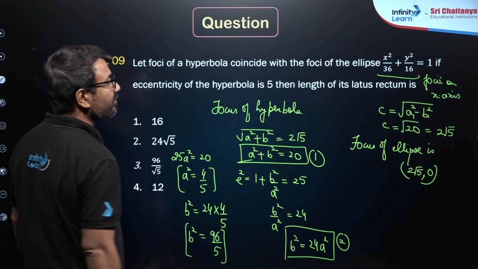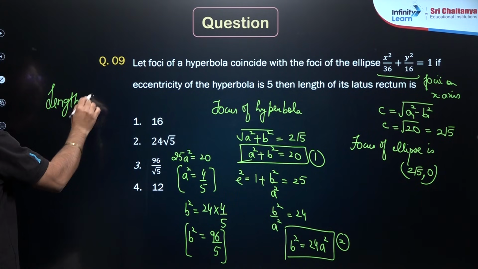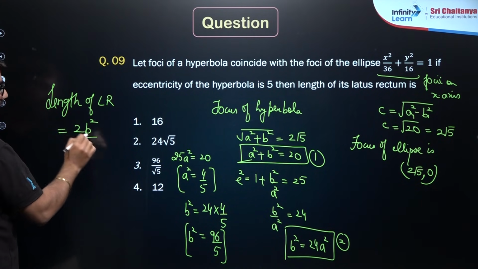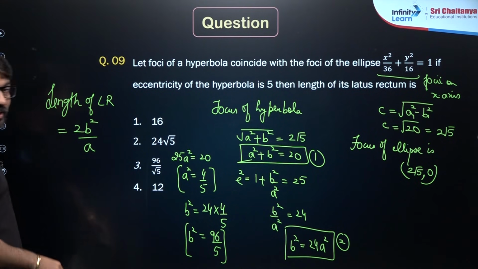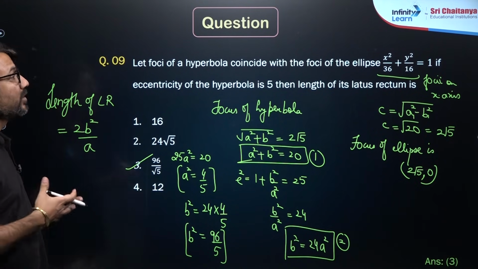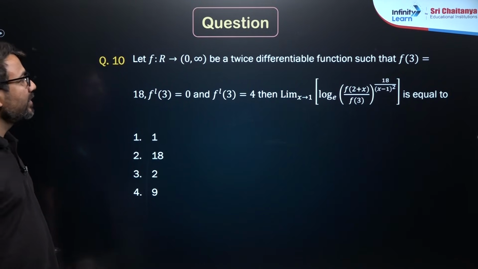Once you have a square and b square value, then we have to find the length of LR. So length of LR will be equal to twice of B square by A. So twice of B square by A will give you the answer to this question, which is the third option. So the third option will be the final answer. I hope you all are able to understand this question.